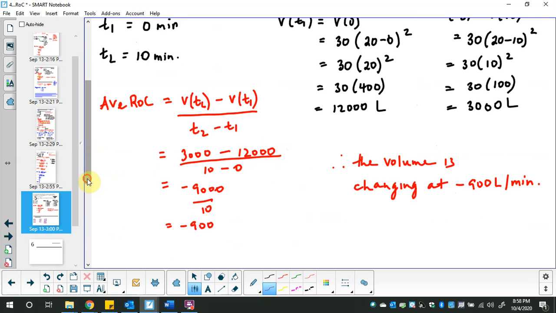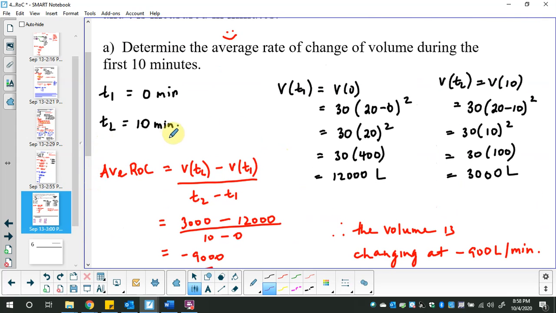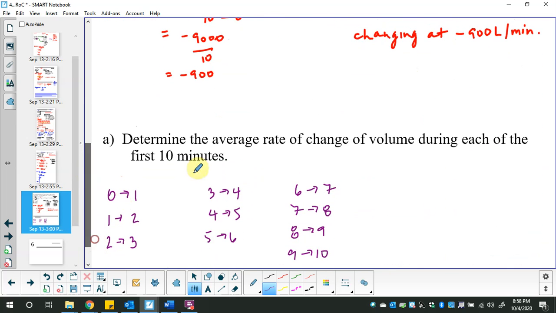So I do want you to be aware of the language. I'm not doing 10 of the same question over and over again. You're supposed to be happy when it's just during the first 10 minutes, generally during the first 10 minutes, or whatever time period they ask. But when they start asking for each of the first 10 minutes or each of the first 20 minutes, it's a lot of work. So all these, just for the record, are times.